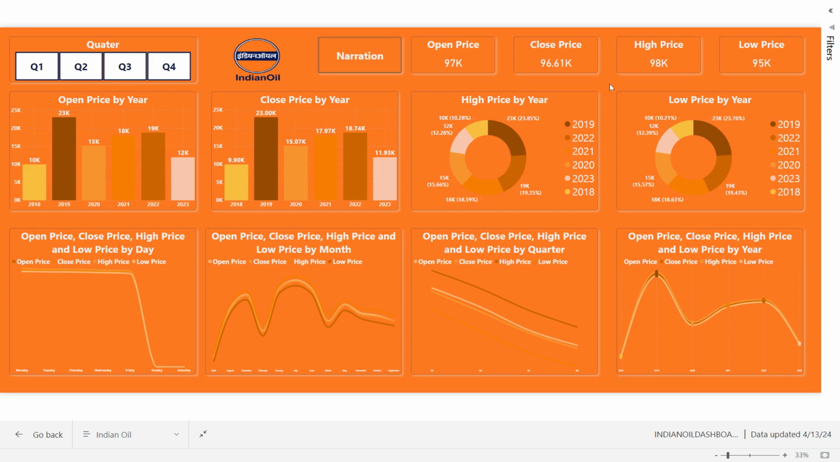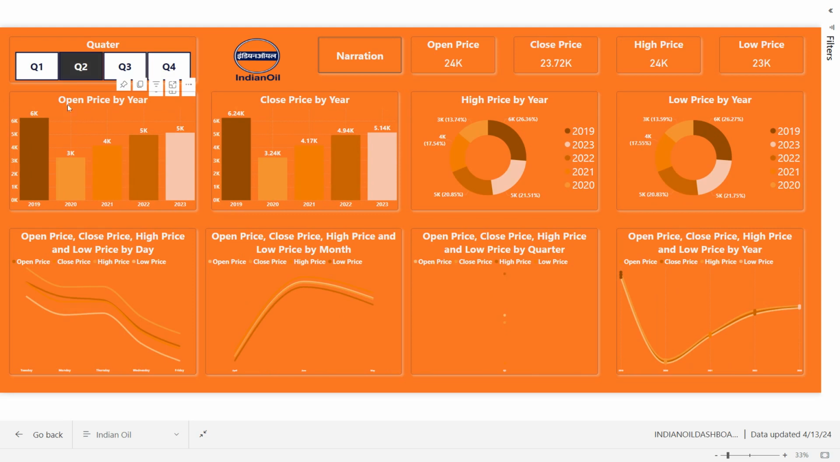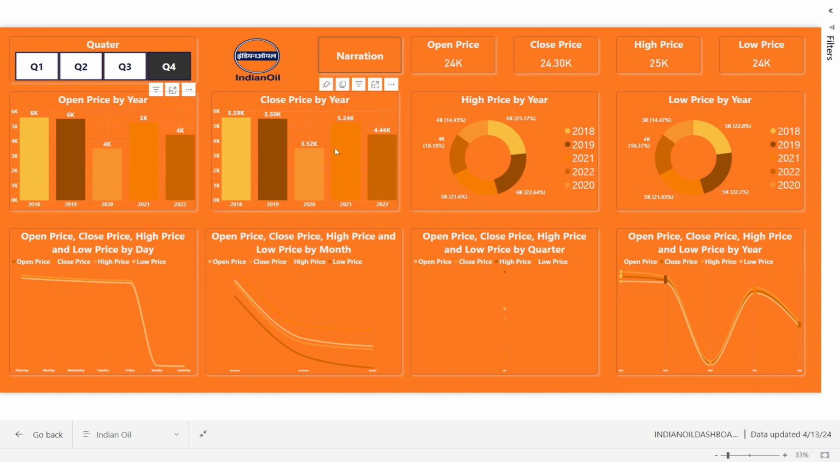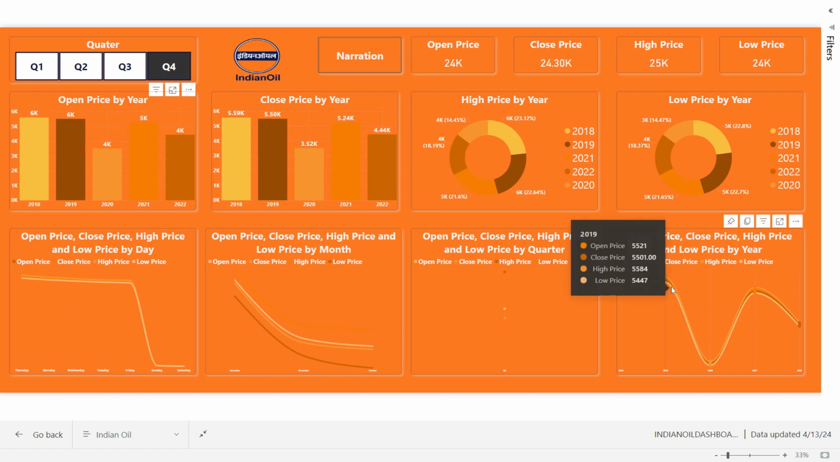Four cards to display open price, close price, high price, low price, and a slicer to filter based on quarter. Now let me click on quarter 2. You can see the changes. Year 2019 open price 6,259. If I want here, year 2020 high price 3,307, 13.74%. If I click on quarter 4, you can see the open price, close price, high price, and low price.